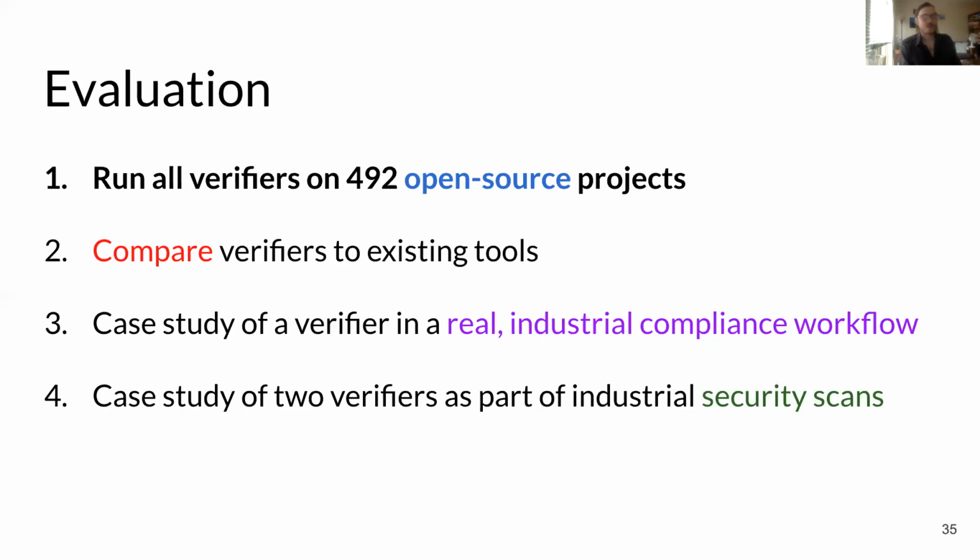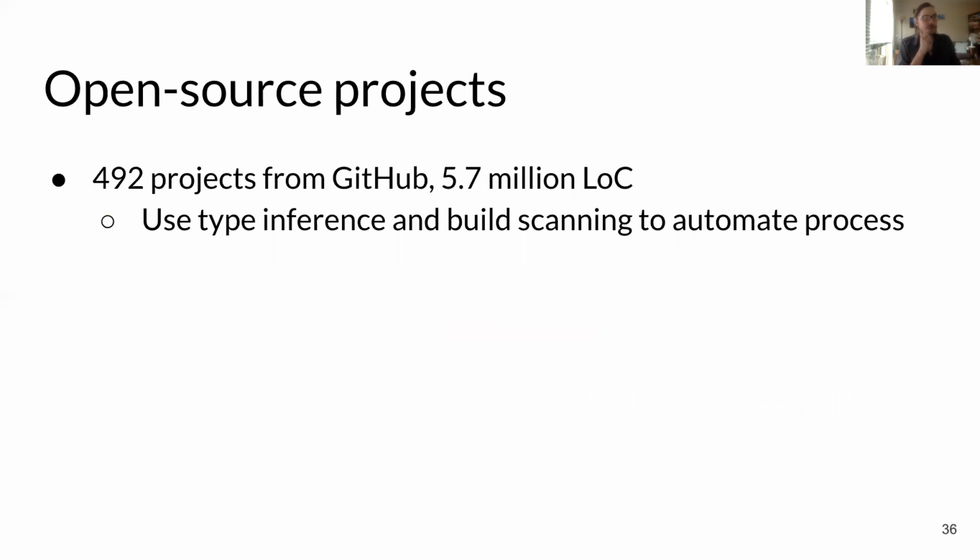So first, open source projects. We pulled these projects from GitHub. They were selected randomly from among those projects that use the APIs that are relevant for compliance. And they totaled a little less than 6 million lines of code, non-comment, non-blank. And then we used a type inference engine and a build scanning process to totally automate this. So we didn't write any specifications in these programs, and we threw away those which we couldn't use.